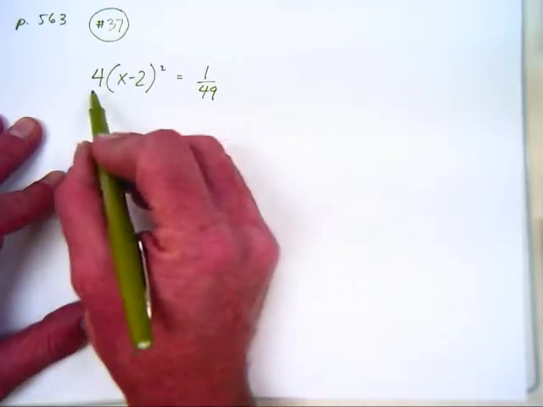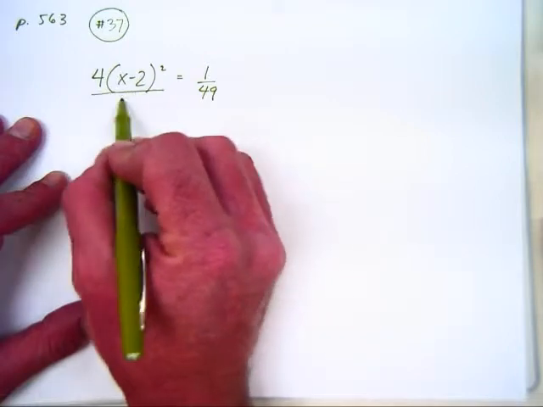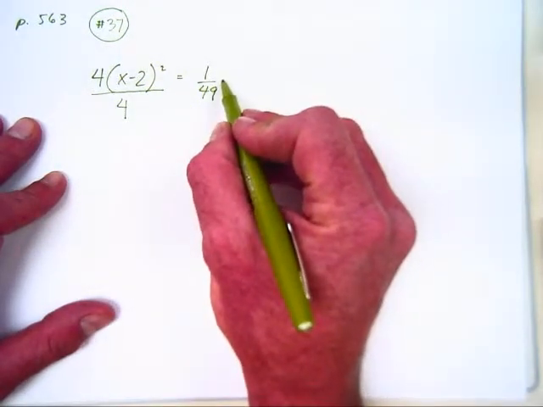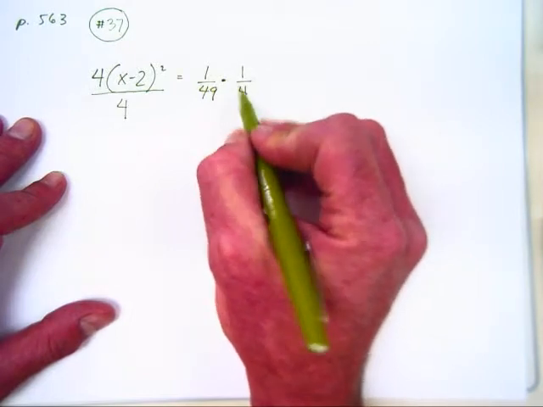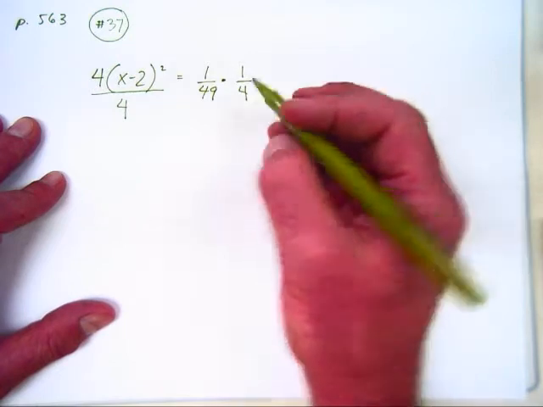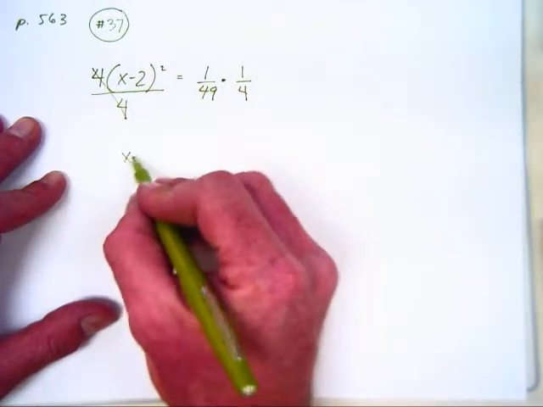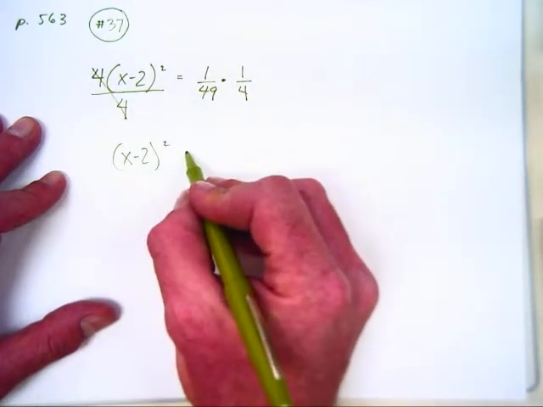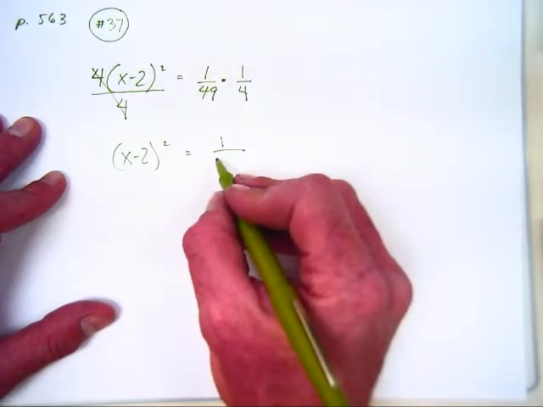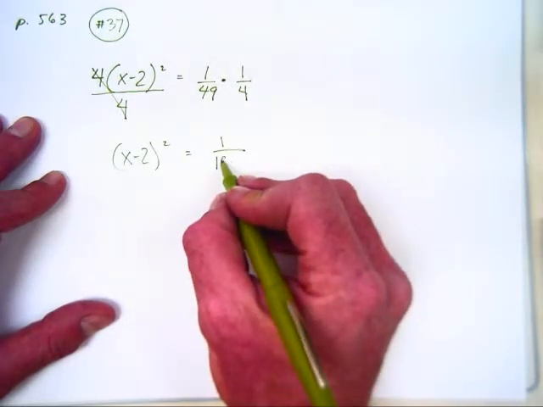I want to divide by 4 first. It'll be a little bit easier that way. So I'm going to divide by 4, which is the same as times 1 over 4, just so we don't have a compound fraction. 1 over 49 divided by 4 works out the same. So this cancels out. So we have x minus 2 quantity squared equals 1 over 196.